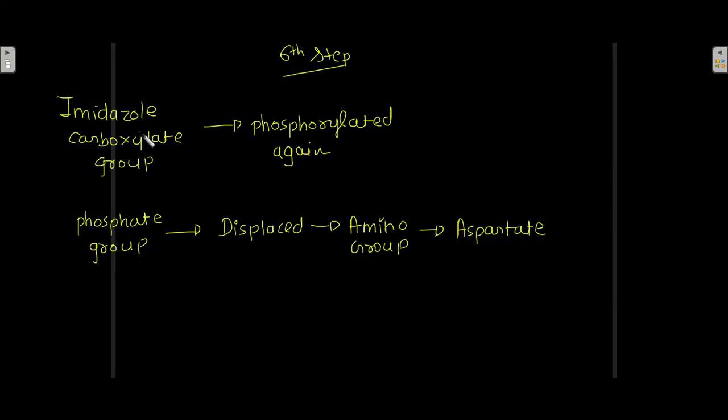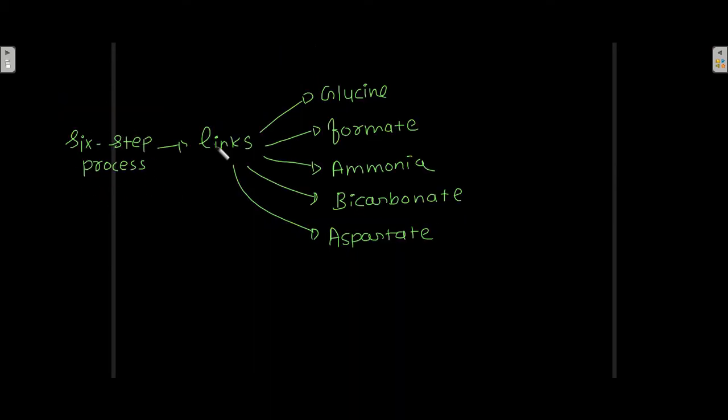Now in the sixth step, this imidazole carboxylate group is phosphorylated again, and the phosphate group is displaced by the amino group of the aspartate. Thus, a six-step process links glycine, formate, ammonia, bicarbonate and aspartate. These all are linked by this six-step process of purine formation.